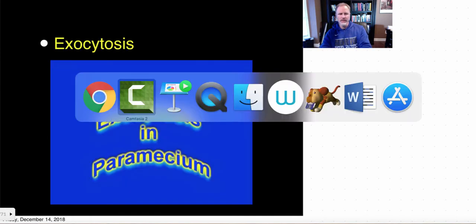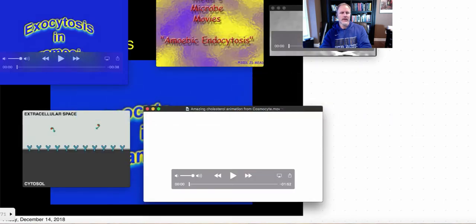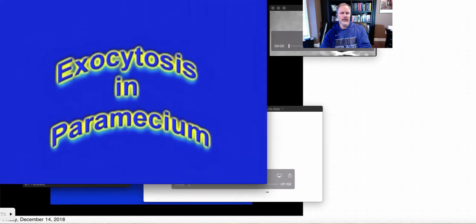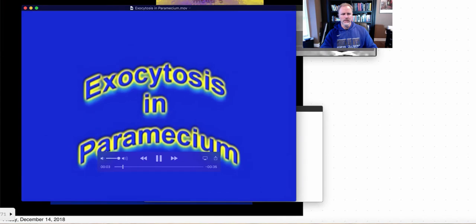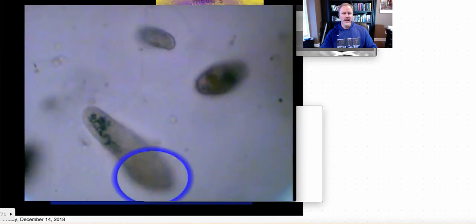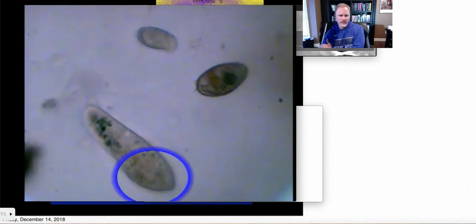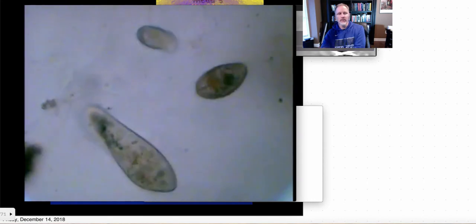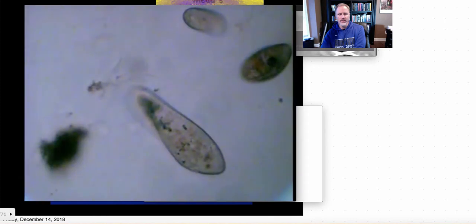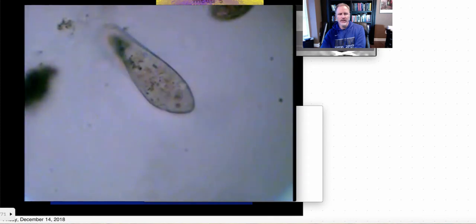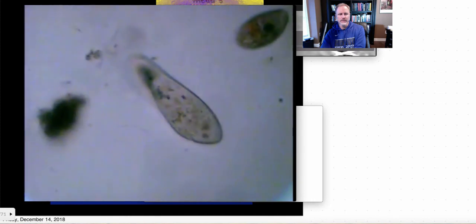So here's a video that we can look at and see how this works. Looking here, you can see the cell that's being circled. This is going to be getting rid of some waste from this paramecium. It's a freshwater eukaryotic cell, and you can see it's dumping it out right now out of that vesicle that's migrated to and fused with the plasma membrane. So that's just an example of exocytosis.